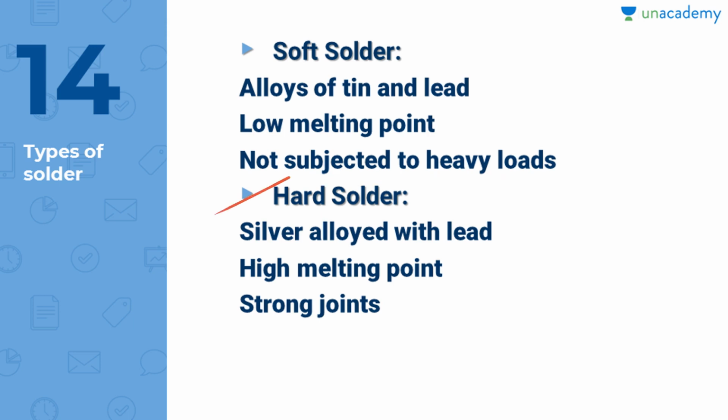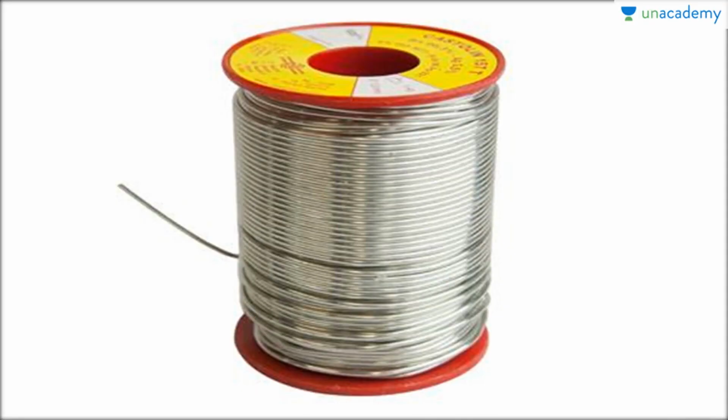Let's move on to hard solder. Hard solder is a silver alloyed with lead, where lead is 97.5% and silver is 2.5%, or silver alloyed with copper and zinc, where silver is 50%, copper is 34% and zinc is 16%. The melting point of hard solder ranges from 300 to 600 degrees, which makes it a high melting point, and it also depends on the type of alloy composition. Hard solder is used to make strong joints that can resist high temperatures.